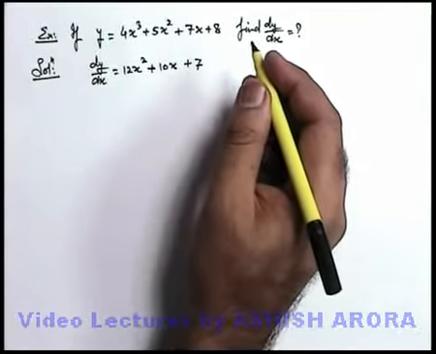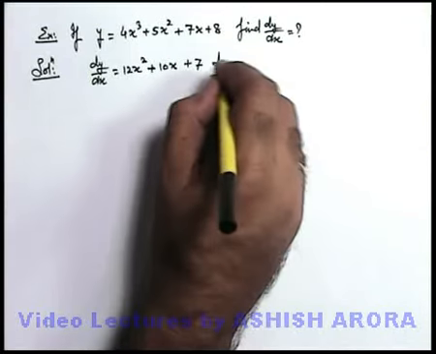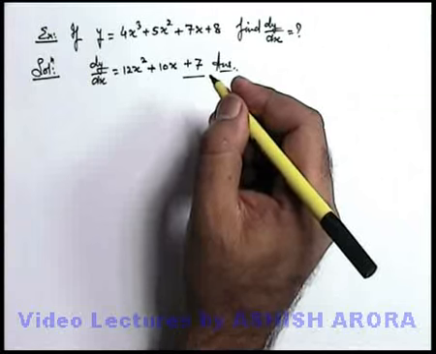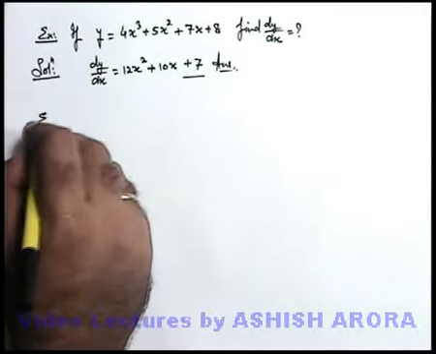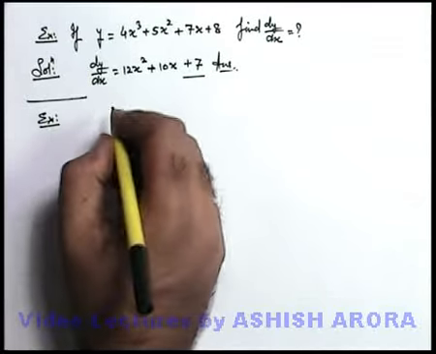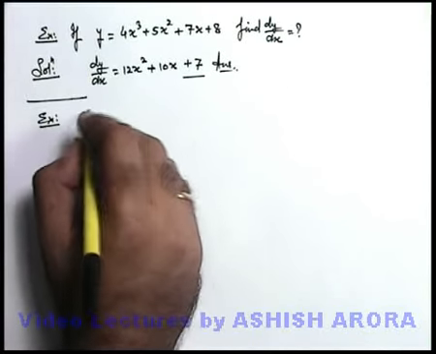And differentiation of a constant is always 0. So this is our answer. Directly you can get the result by applying the direct differentiation formula. Let's take up one more example based on these formulas, direct differentiation formulas for algebraic functions.